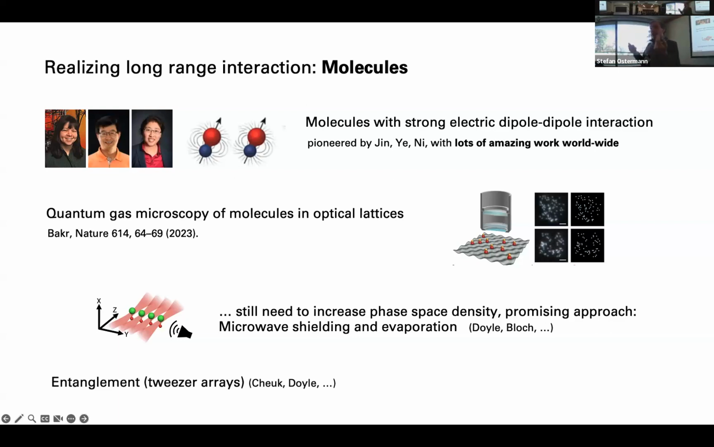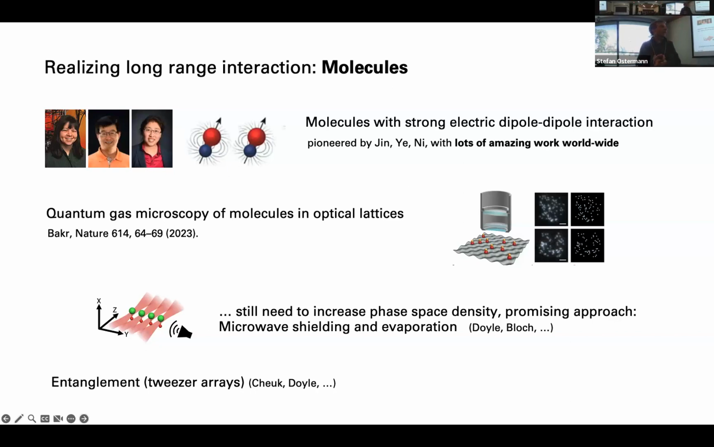And talking about strongly correlated, there are also, mostly in tweezers, recent experiments where you can now see entanglement on the single particle level, kind of. So that is becoming really interesting, of course. The great thing is these molecules with electric dipole moment can have very strong dipole interaction, so that should be great. But as I said, there are still a number of challenges to solve here.